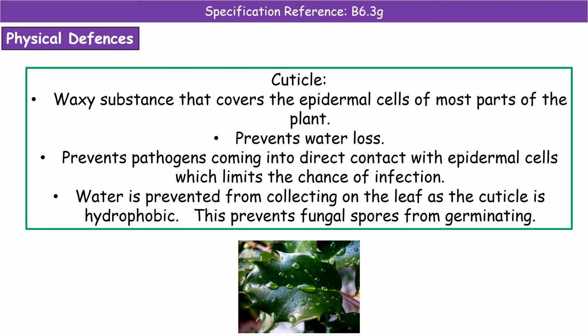So our first physical defence is the waxy cuticle. So what we actually have covering the epidermal cells are these waxy substances. And one of the key purposes behind that is to prevent water loss from the plant, so that reduces transpiration of course. But it also prevents the pathogens coming into direct contact with those epidermal cells. So what we're doing is we're putting this wax barrier between the cells they can infect and the pathogens themselves. So that reduces the chance of infection occurring.